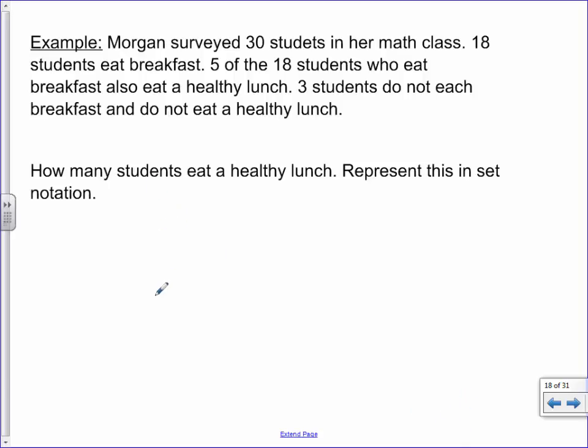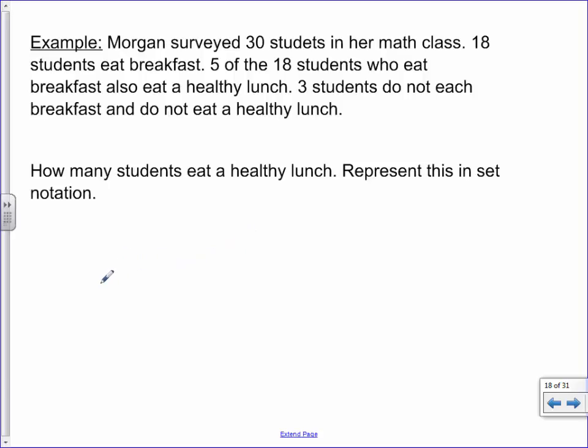Okay, let's try another example. Morgan surveys the students in her math class. All those students. Okay, 18 eat breakfast. 5 of the 18 who eat breakfast also eat a healthy lunch. Healthy lunch, yeah. And 3 students do not eat breakfast and do not eat a healthy lunch.